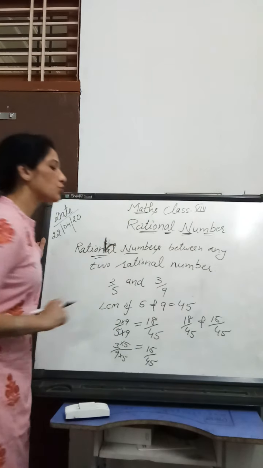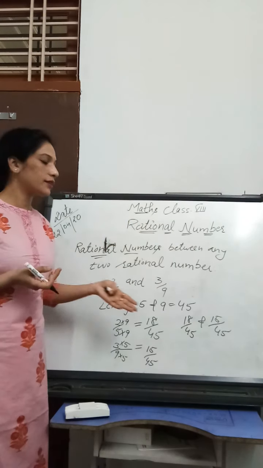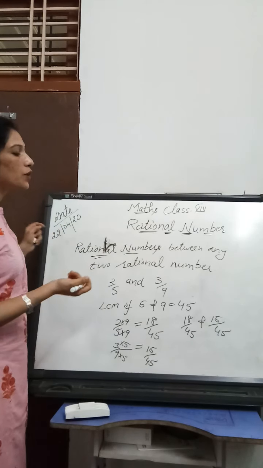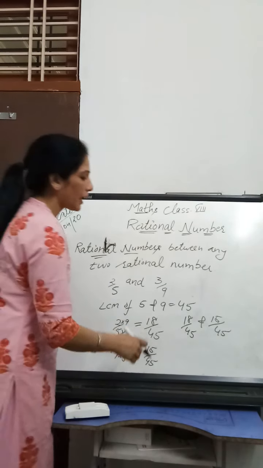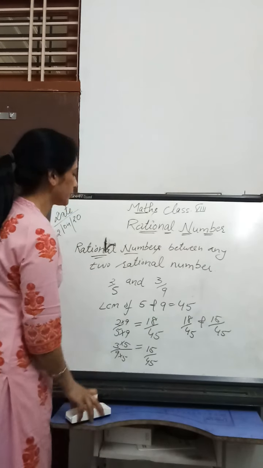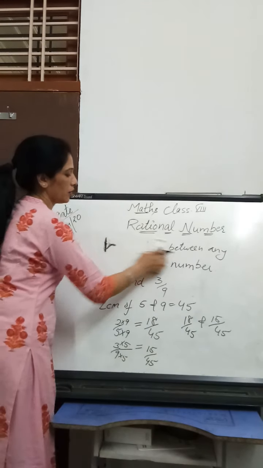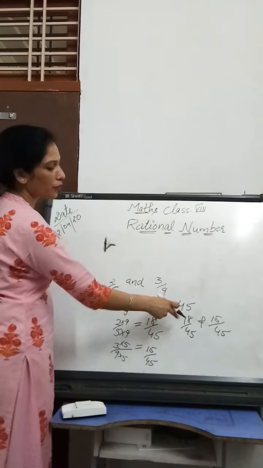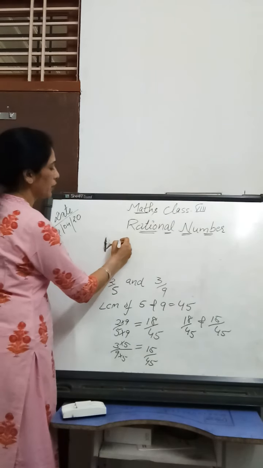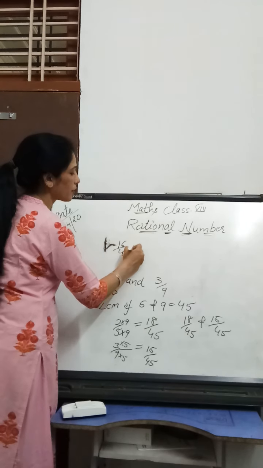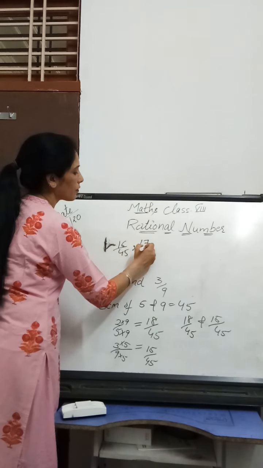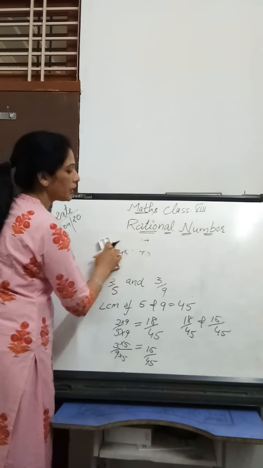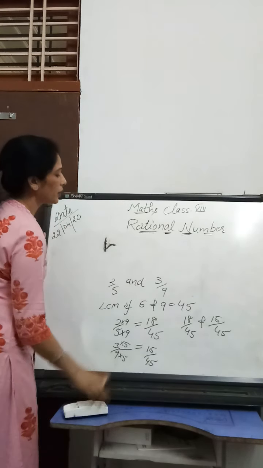Now you can write the rational number between the 15 upon 45 and 18 upon 45. But there are only two or three rational numbers between 15 by 45 and 18 by 45. So again you can multiply it by 10. So you can write, we have to find the 5 rational numbers between the 18 upon 45 and 15 by 45. So we have only 16 upon 45, 17 upon 45. But we have to find more rational numbers between 18 upon 45 and 15 upon 45.